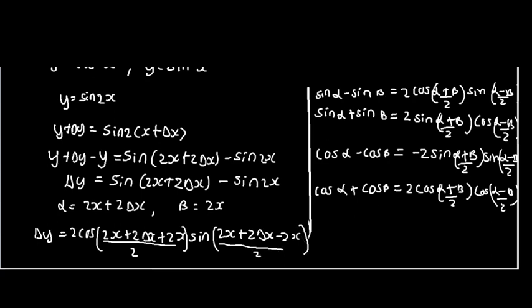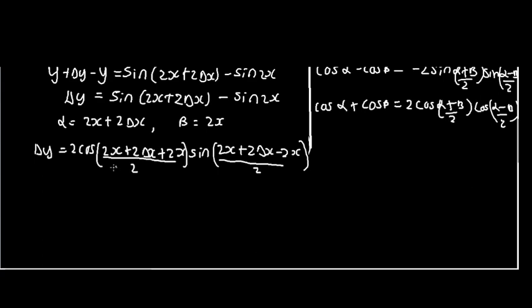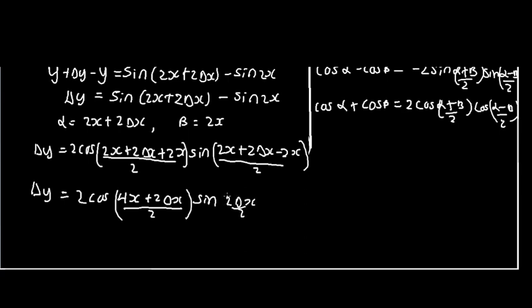And then we can simplify this to get change in y equal to 2 cos. Then this one here will give us 4x plus 2 change in x, all of this divided by 2. And then sine, 2x minus 2x, here we shall remain with 2 change in x over 2, which is the same as sine of change in x.